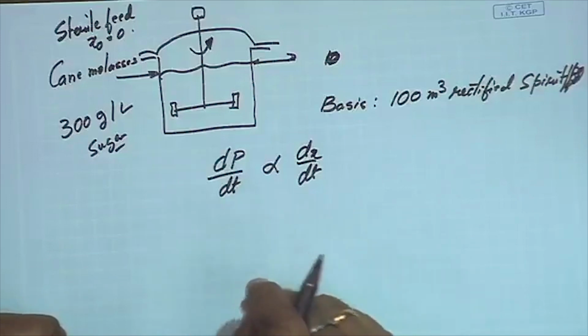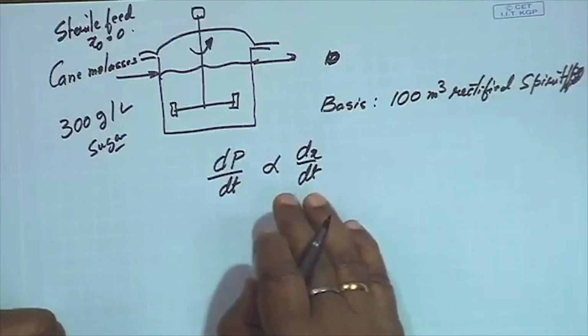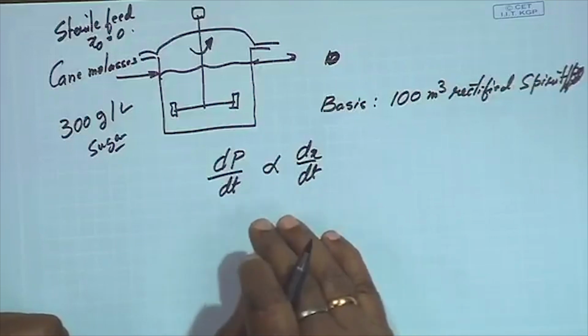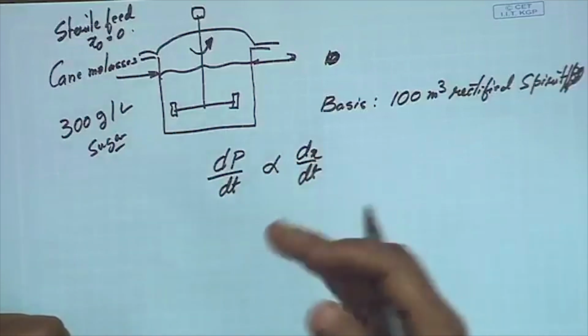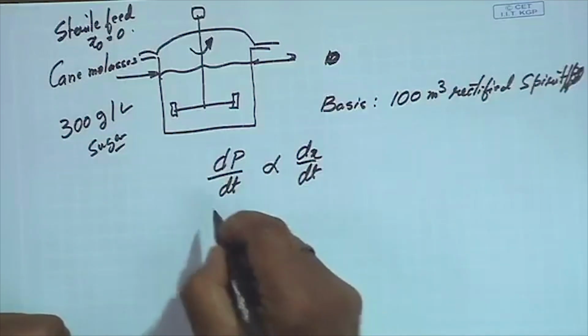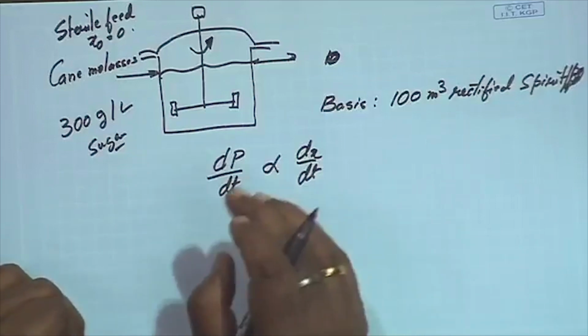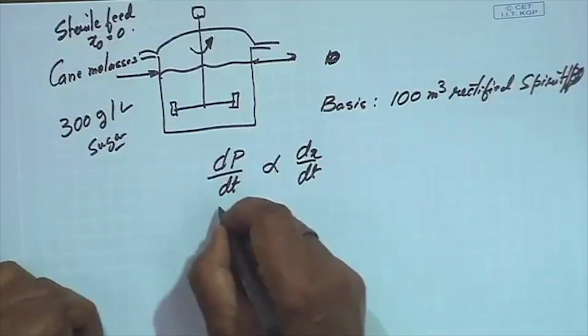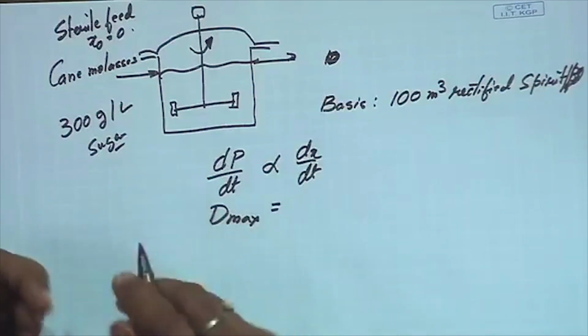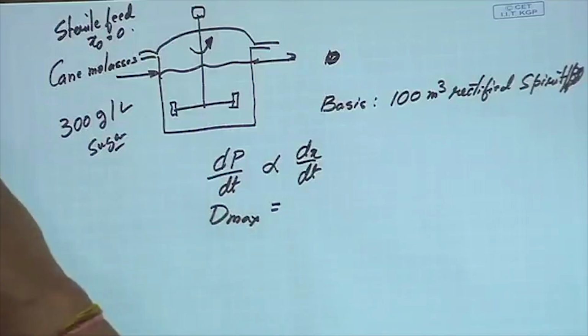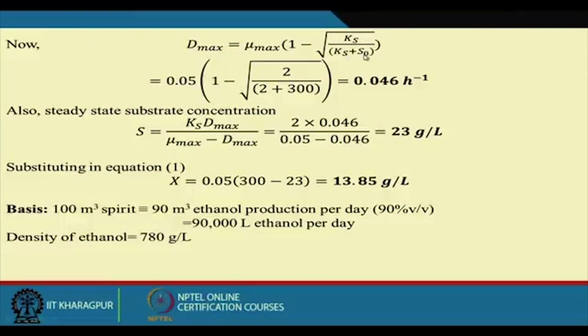growth associated product. So, since it is a growth associated product, we assume that if there is the maximum cell mass growth, that will give the maximum amount of product formation. So, we try to find out under what circumstances it produces the maximum amount of cell mass. So, we calculate the Dmax value. The Dmax value is equal to mu max times (1 minus root over Ks by Ks plus S0). It is mentioned here. Then we have all the values here. So, we can find out the Dmax value is 0.046 per hour.